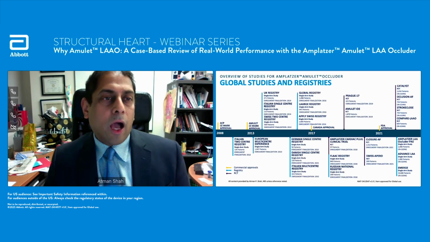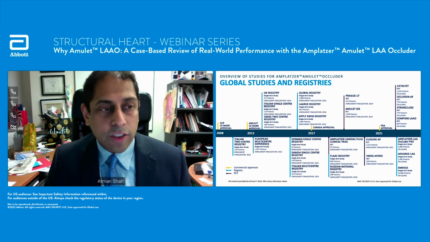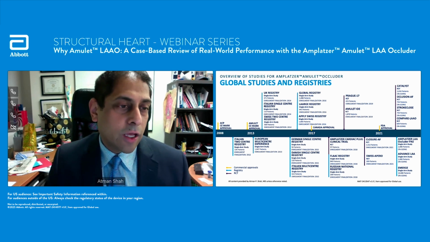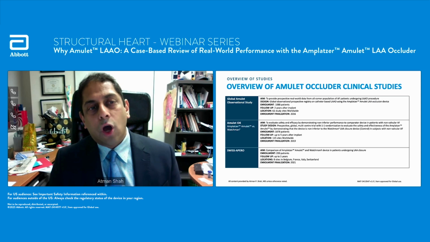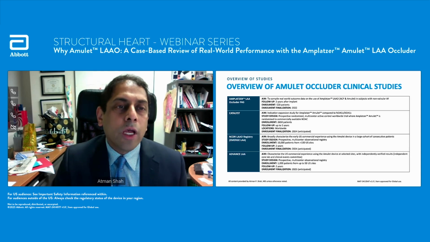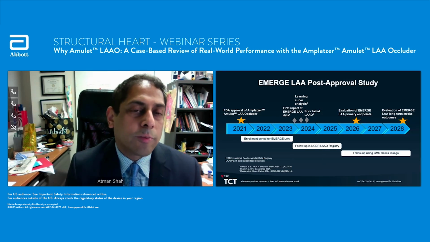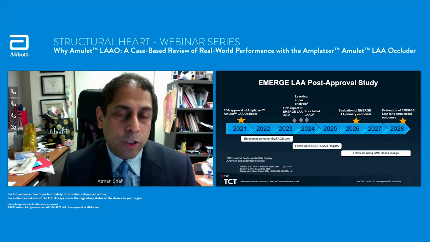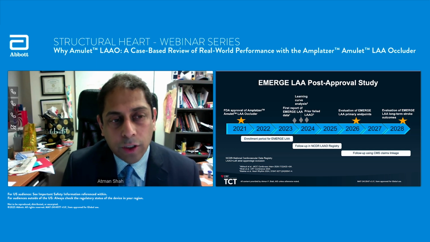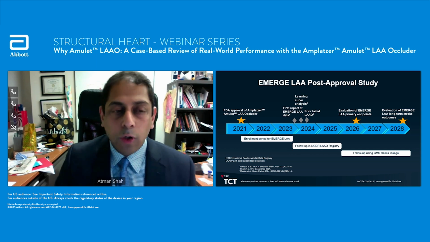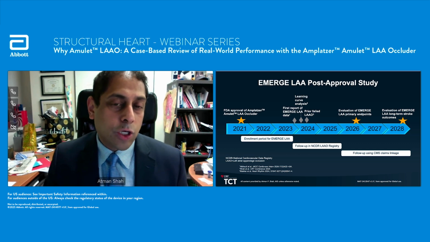There have been lots of different studies ever since the Amplatzer cardiac plug got CE mark approval back in 2008. I'll briefly talk about some of the studies, but specifically the EMERGE left atrial post-approval study. So the FDA approved the Amplatzer left atrial occluder in 2021. Patients were enrolled in the EMERGE left atrial appendage registry trial. So this is a registry trial.